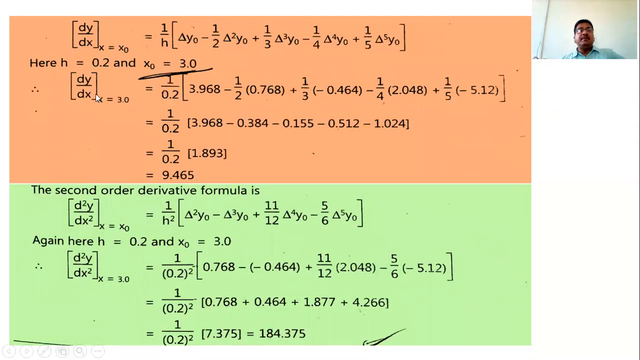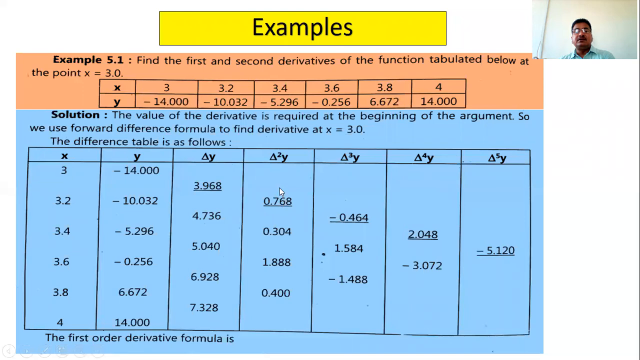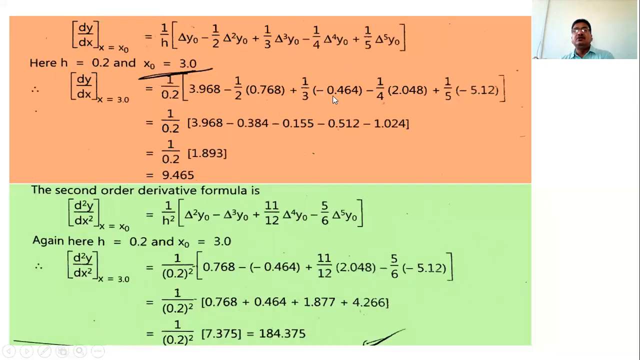And then dy by dx at x equal to 3.0, that is the first order derivative at the first point 3.0, is 1 by h, and substitute delta y naught. So what is delta y naught? This is delta y naught. This is delta square y naught, delta cube y naught, and substitute all the values and calculate this addition and subtraction by using a calculator. We get the answer 9.465. So this is the first order derivative at the first point, 3.